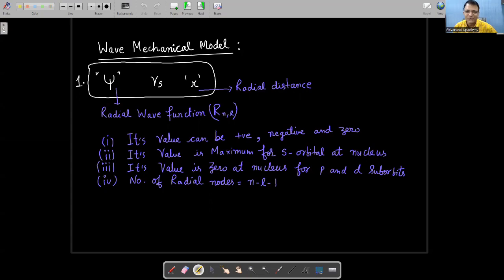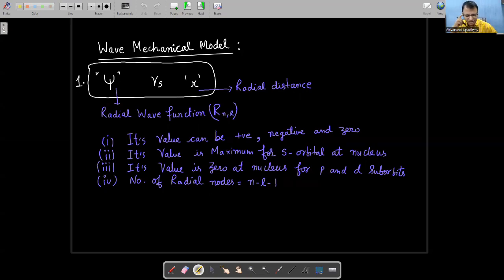When we are discussing radial wave function, it is a suborbit. Like if I am writing 2p, 2p is a suborbit. In order to define 2p, I need the principal quantum number and the azimuthal quantum number. So whenever we are talking about radial wave function, we are talking about two quantum numbers, principal quantum number and azimuthal quantum number. So this is the radial wave function graph.